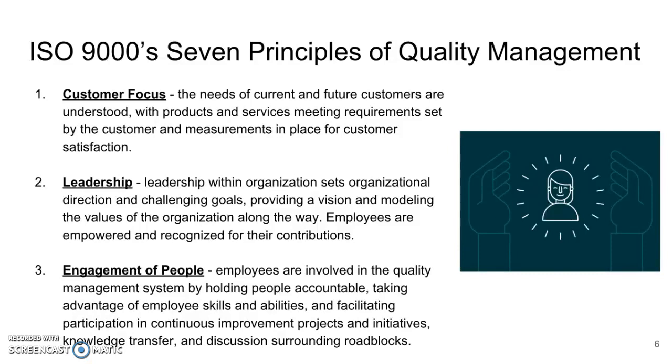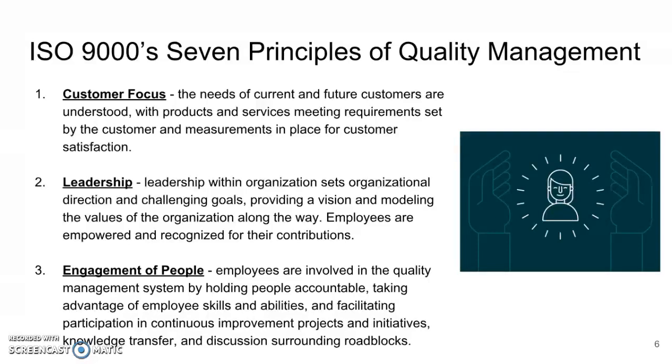Then there's leadership. Leadership really sets the vision. It sets the direction and challenging goals within an organization. Leadership is a fundamental principle of ISO 9000. Leaders have to also empower their employees and recognize them for their contributions. Then there's also the engagement of people. You have to engage your people. You have to hold them accountable and take advantage of their skills.